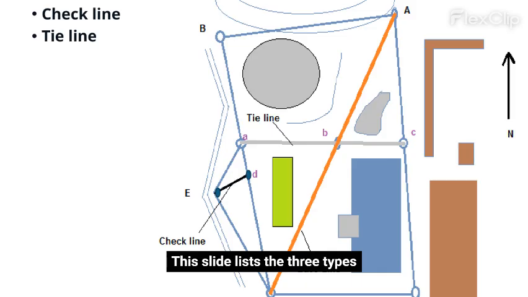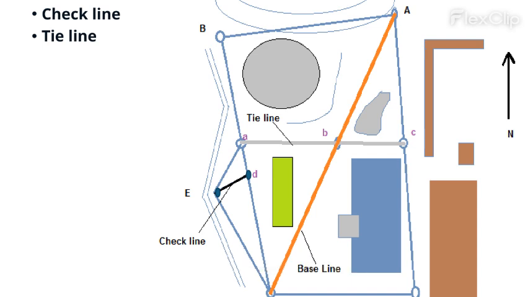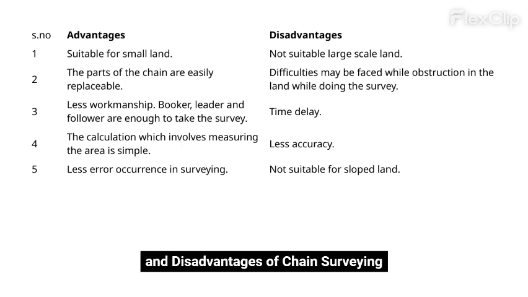This slide lists the three types of lines discussed: baseline, check line, and tie line. This slide presents the advantages and disadvantages of chain surveying in a table.